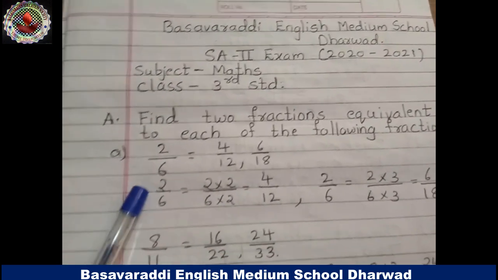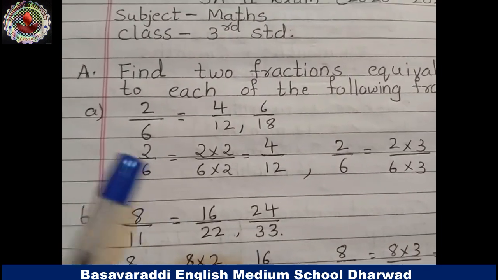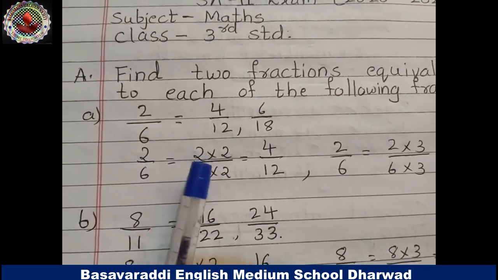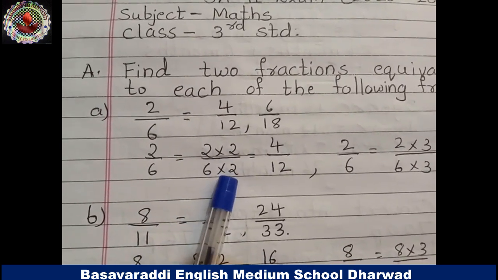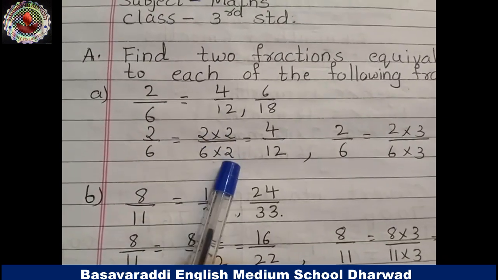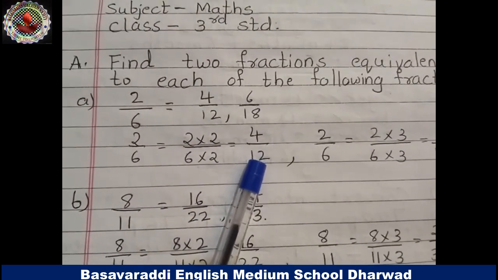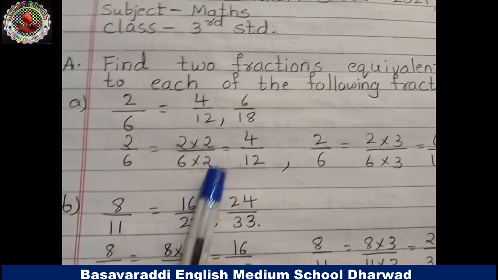So 2 upon 6. How are we finding this one? You have to multiply the same number, 2 into 2, and in the numerator also you have to take 2. If you take the same number for the numerator and denominator, then it gives an equivalent fraction. So 2 into 2 is 4 and 6 into 2 is 12.